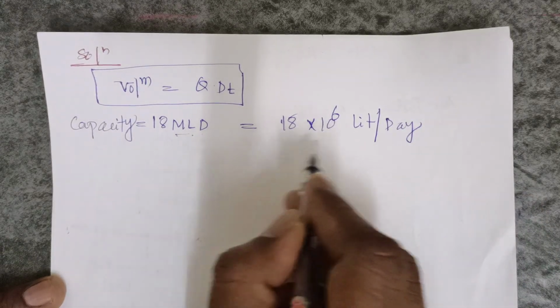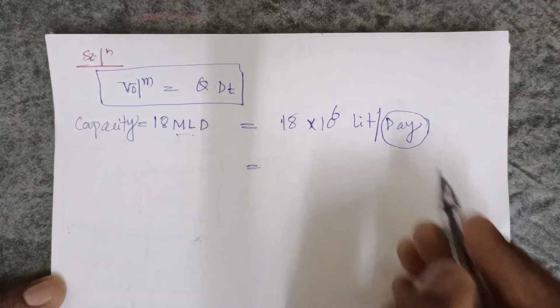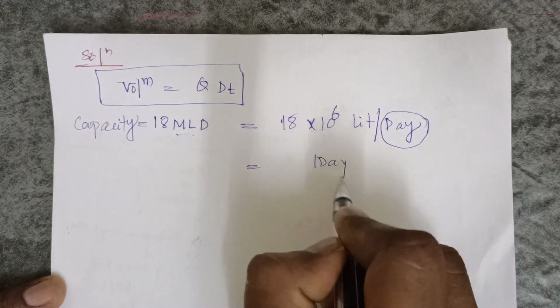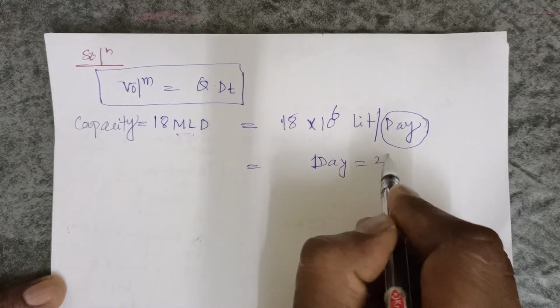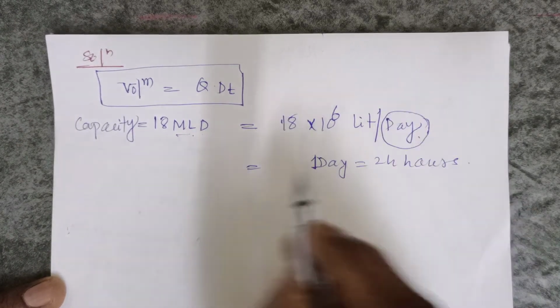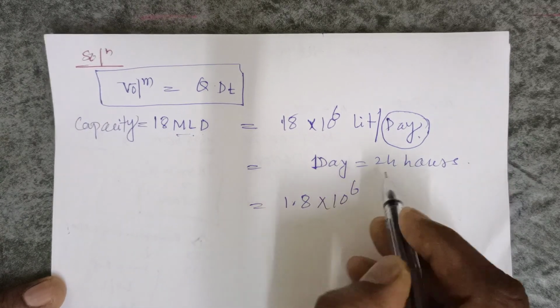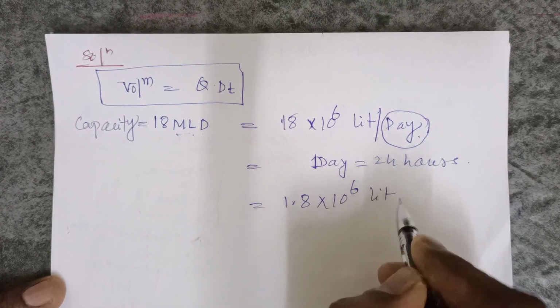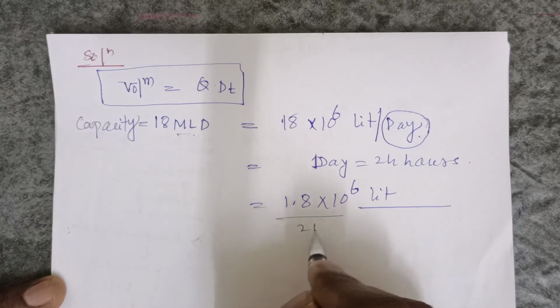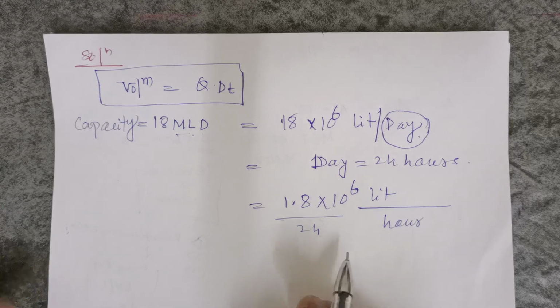Actually, if I will convert it into per hour, in one day I know that there are 24 hours, right? So I will convert this into hours, so it will be 1.8 into 10 to the power 6 liter. If I will divide it by 24, so it will be per hour, liter per hour, right?